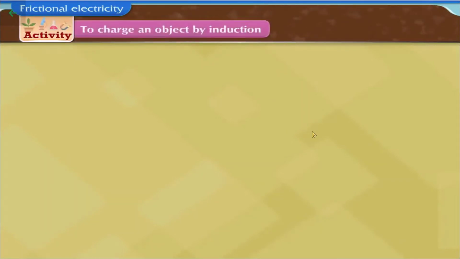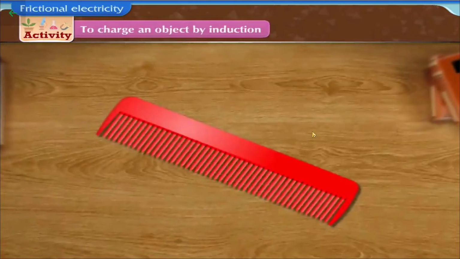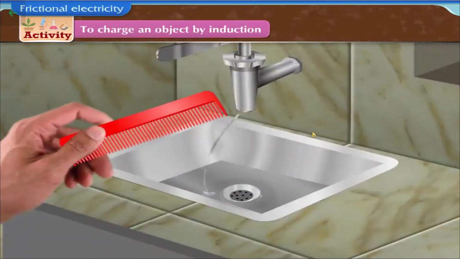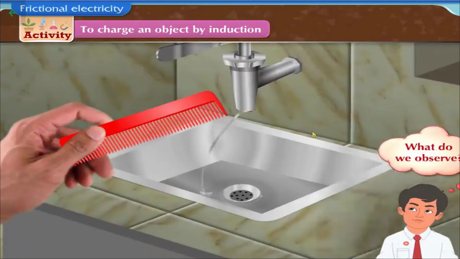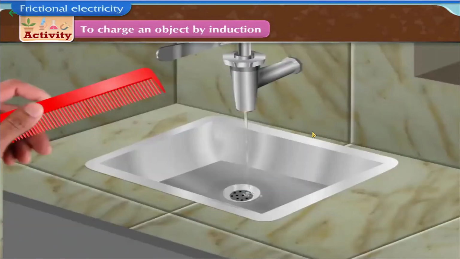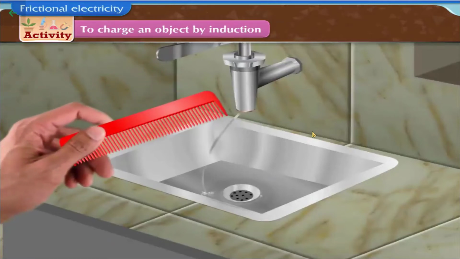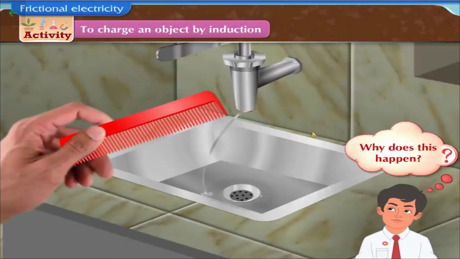Activity. We shall learn the method of charging an object by induction with the help of this activity. First, let us take a plastic comb and rub it on dry hair. Now take the rubbed comb near a thin trickle of water from a tap. What do we observe? We observe that when the rubbed comb is brought close to the flowing water, water gets attracted to it. Why does this happen?